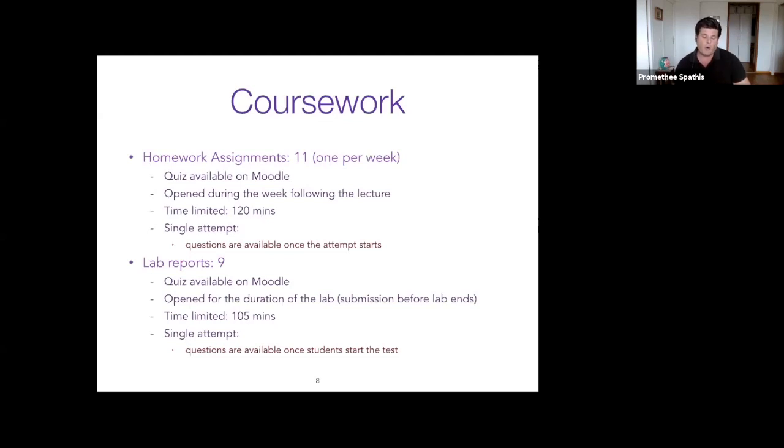And then for the lab reports, this is real time. So when they do the labs with the TA, which is 105 minutes, they need to fill the answers in the report and submit it. And once again, they only have one single attempt, but here they can only start the lab and the report at the same time.